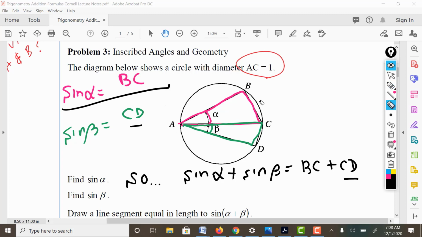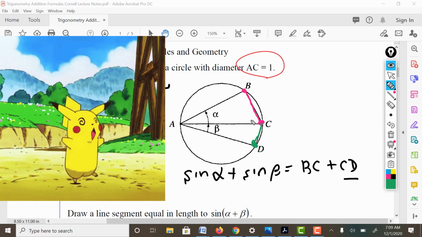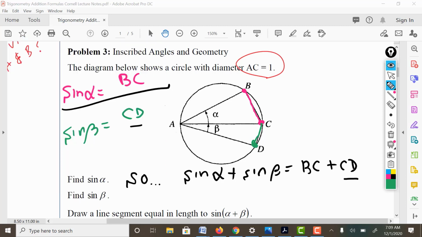In other words, what we're trying to show here is that if you wanted to get the sine of alpha and the sine of beta and add them up, that would be like you traveling from B to C and then from C to D. So imagine if this is a map. Imagine that you have to leave town B and then hit town C and then leave town C and get to town D to get from B to D. That's what sine alpha plus sine beta looks like.